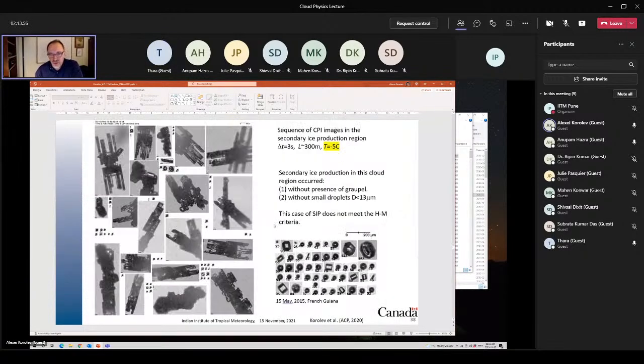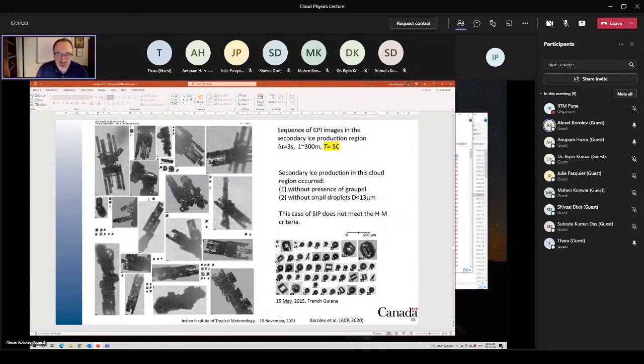It's hard to conclude. And for example, here, there is no graupel, but we see lots of tiny small secondary ice particles. So what is this mechanism again? It's hard to say. All I can say is that I can see some droplets of such and such size, and I can see small ice crystals of such and such size.